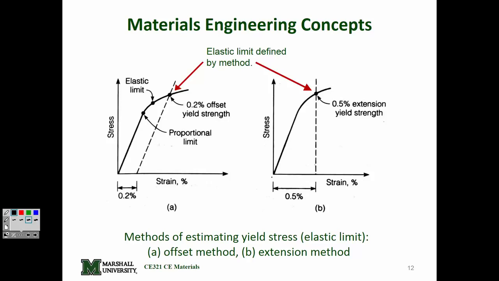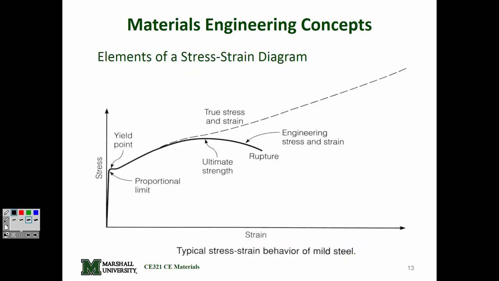When you're doing your offset method, you're offsetting by the percent strain you're interested in and drawing a line parallel to your initial tangent, or initial slope. Wherever you intersect the curve is the result of what you're looking for. You can do it with the extension method. You go over, but you go vertical. You go straight up. You don't match the slope of the modulus of elasticity curve. So, two different ways of defining those points.